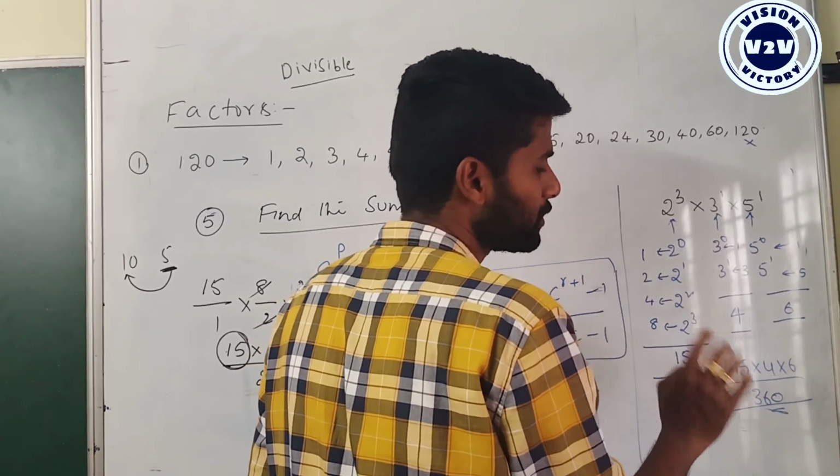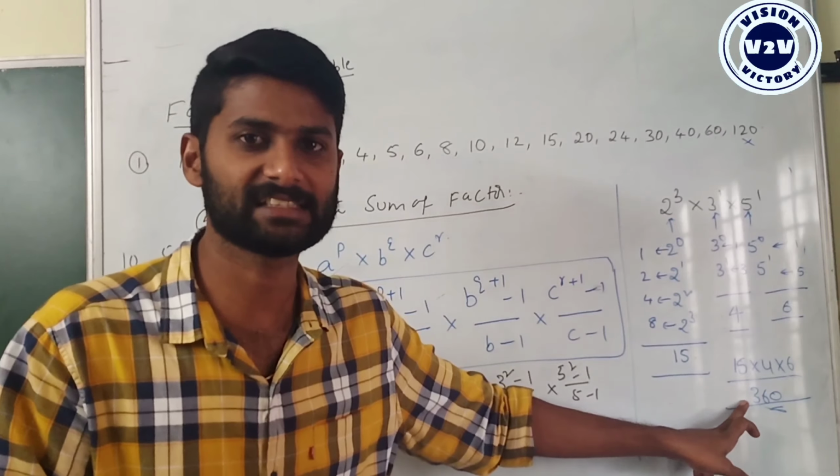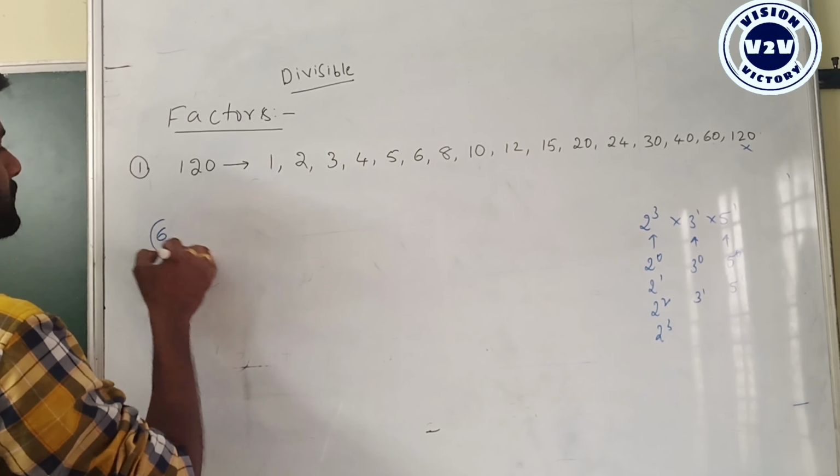So this is the question related to finding the sum of factors for 120. So the sum of factors of 120 is exactly equal to 360. See, go to the next question.